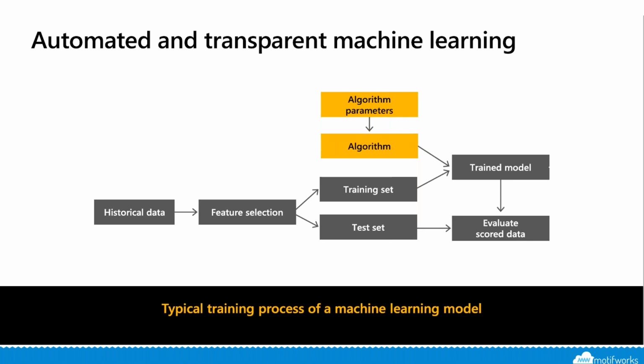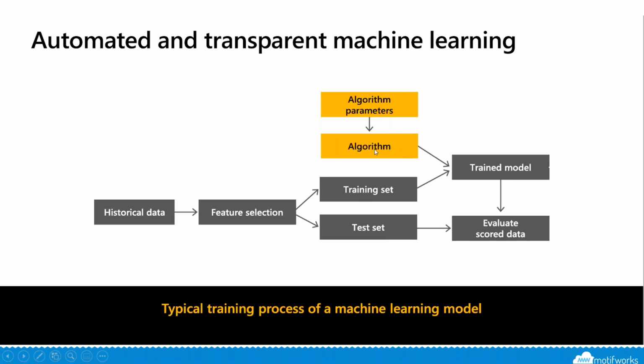This is how the machine learning process works in a nutshell. You start with the historical data. You do various feature selection of which of the historical data attributes that you have will be required for machine learning analysis, and then you break the historical data into a training data set and a testing data set.